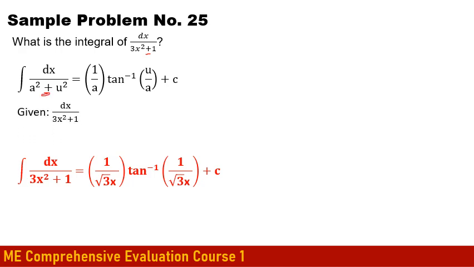So based on that pattern, which is the dx over 3x squared plus 1, our a squared is equals to 3x squared, so that the value of a is just the square root of 3 over x. Our u, on the other hand, is just equals to 1. So we put that value here in that pattern, so that we will have 1 over square root of 3x arctan of 1 over square root of 3x. So, and that is our answer.